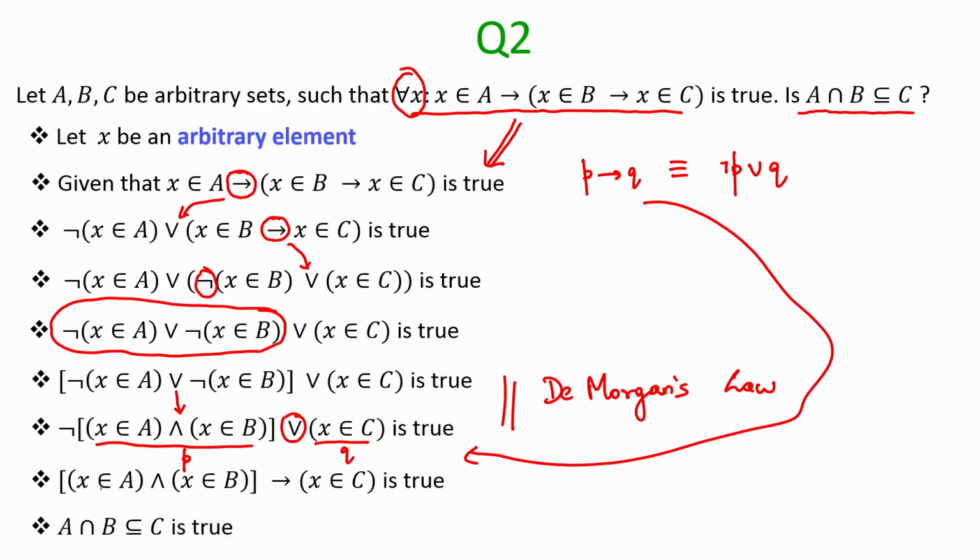And now, what is this condition? This condition says that if x is present in A and x is present in B, it implies x is present in C. Since x was arbitrarily chosen, this condition holds for any x from the set A, and the condition that x belongs to A and x belongs to B simultaneously means x belongs to the intersection of A and B. Since x belongs to C as well, by the definition of subset, it follows that the intersection of A and B is a subset of C. So, this statement is a true statement.